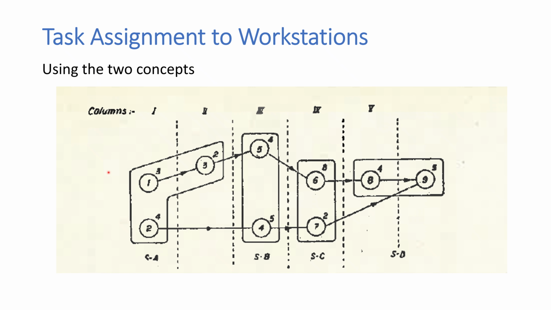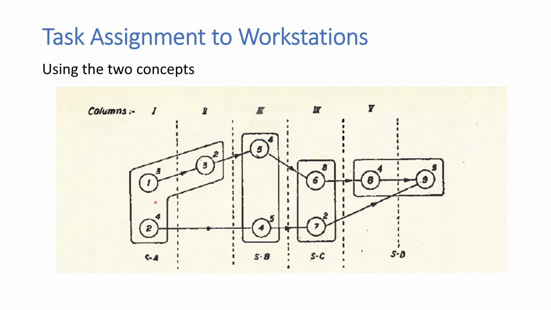So using the two concepts given, take tasks 1, 2, 3, 4 and 5, as shown in the precedence diagram. Here 1 and 2 are this, then 3. We will combine tasks 1, 2 and 3. Then we will combine tasks 5 and 6. Tasks 1, 2 and 3 combined together make workstation 1.